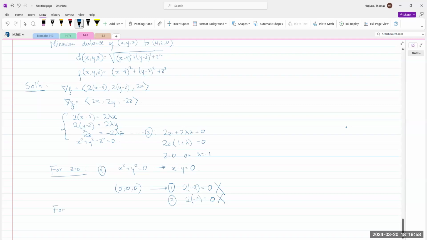Okay, now what happens if we deal with lambda equals negative 1? In equation 1, we get 2 times (x minus 4) equals negative 2x. So 2x minus 8 equals negative 2x, so 4x equals 8, x equals 2. In equation 2, 2 times (y minus 2) equals negative 2y. In fact, I can divide by negative 2 here: y minus 2 equals negative y, so 2y equals 2, y equals 1.